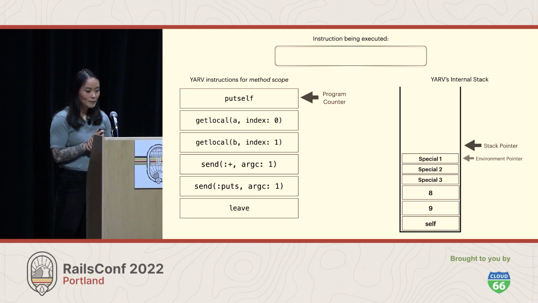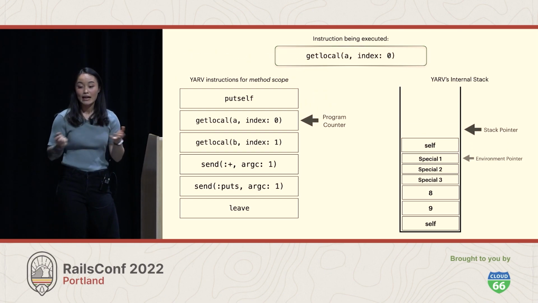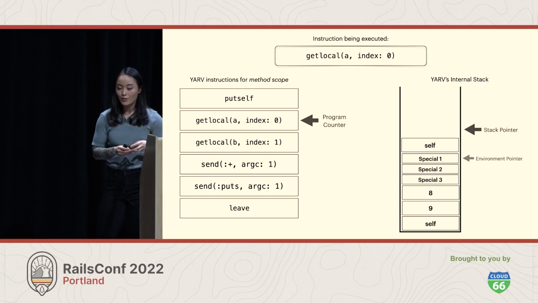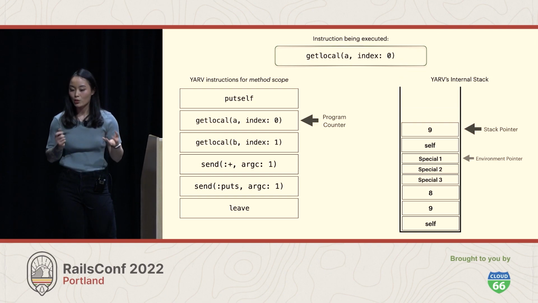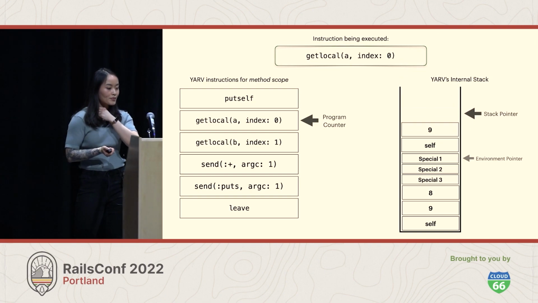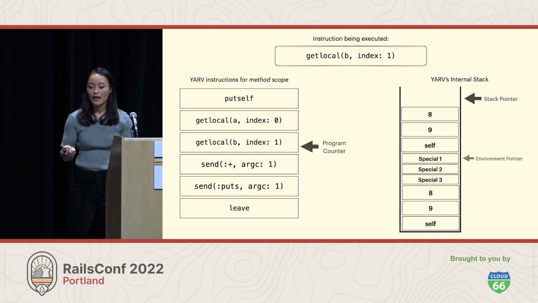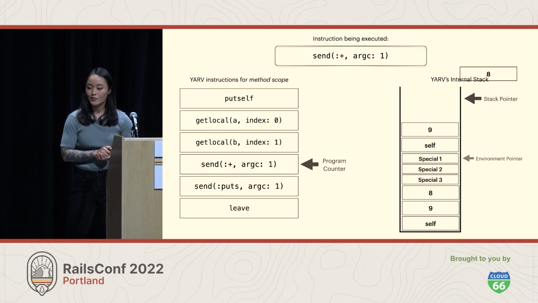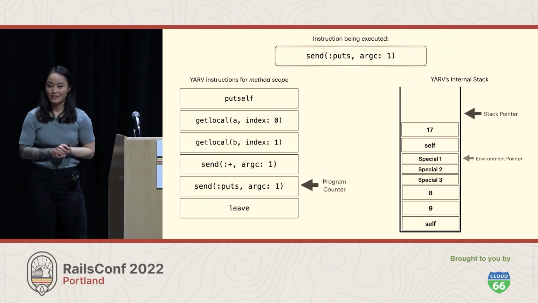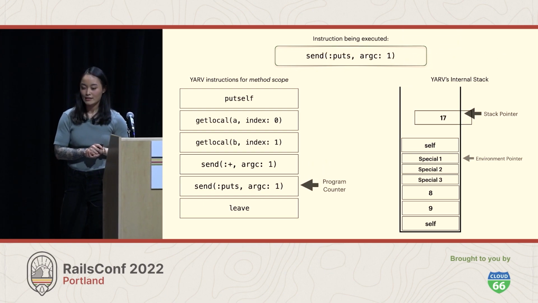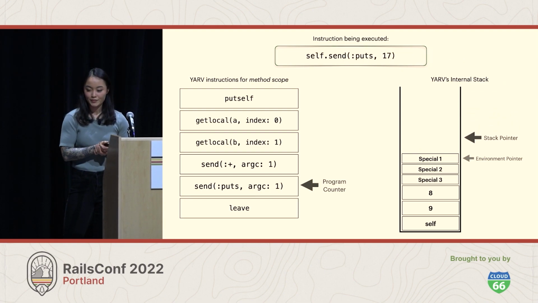All right, so let's start executing. The first one's put self, and then get local A at index 0. And this is when YARV will figure out that A is actually 9, so we push 9 onto the stack. And then similarly with B, and then plus. Sorry, this is something you've already seen, essentially. And this is puts, and then we leave.